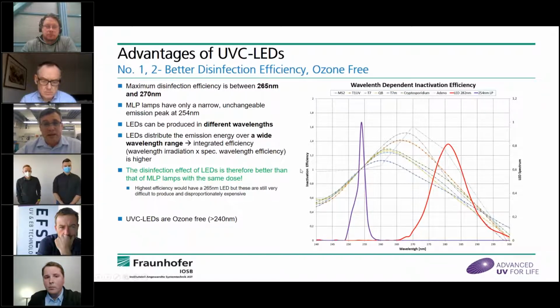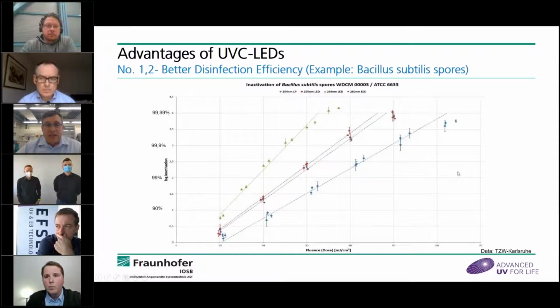Another advantage is that UVC LEDs are completely ozone free because they have no wavelengths lower than 240 nanometers. If you are below 240 nanometers, you will produce ozone, which is an irritant gas, and you don't want it. Let's look at this example, which is the inactivation of Bacillus subtilis spores.